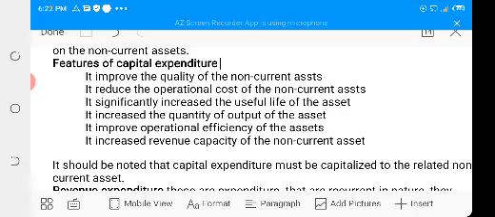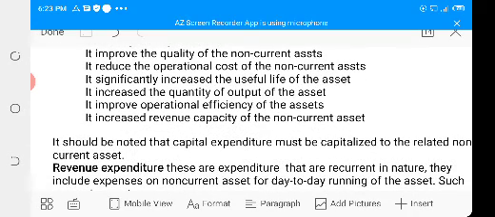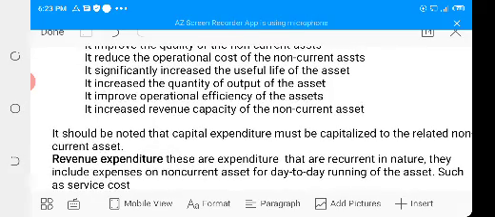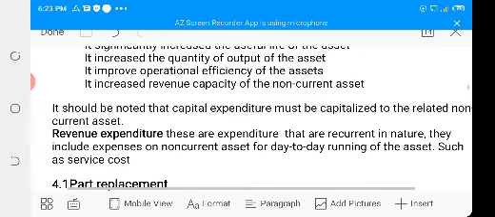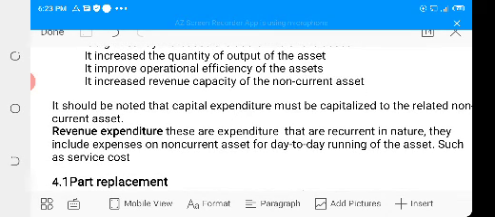It improved the quality of the non-current asset. It reduced the operational cost of the non-current asset. So anything you incur that reduces the operating cost of that asset, let's say is capital expenditure. It significantly increased the useful life of the asset. So if it increases the useful life of the asset, we say it's a capital expenditure. It increased the quantity of output of the asset. It improved operational efficiency of that asset. It increased revenue capacity of that asset. So these are the features of capital expenditure.